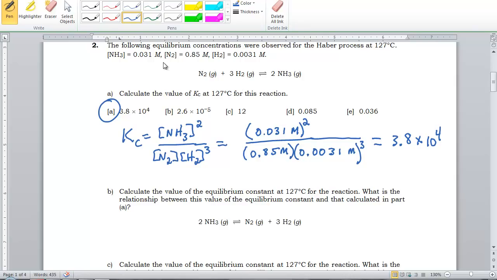Since you were told in problem 2 that these are equilibrium concentrations, so read this carefully, we can plug those directly in and solve for the equilibrium constant.